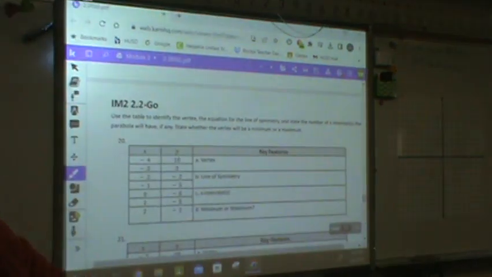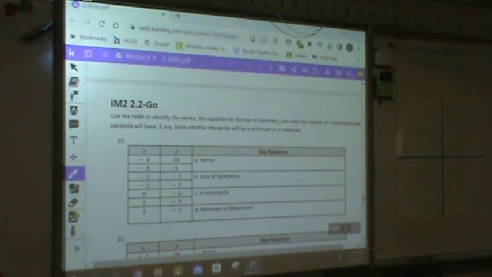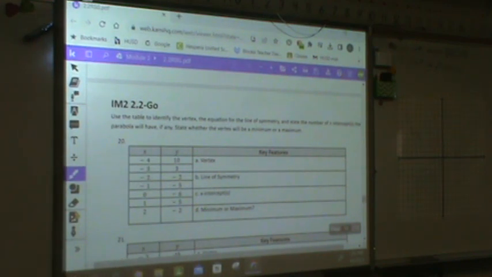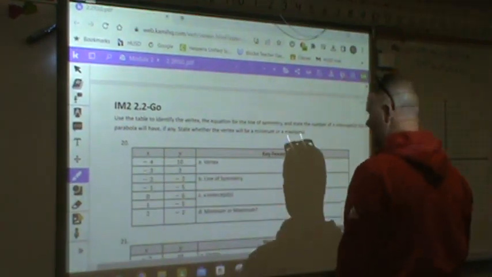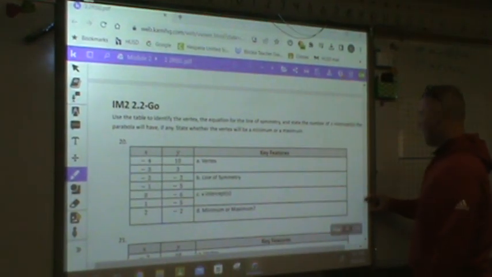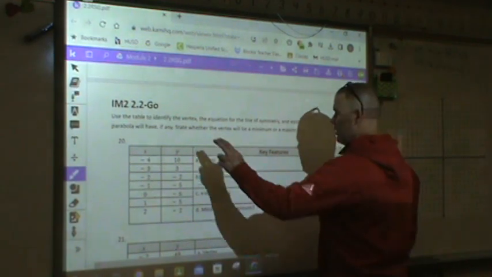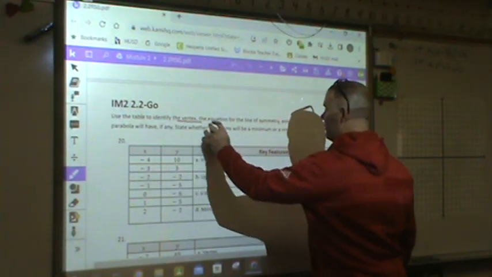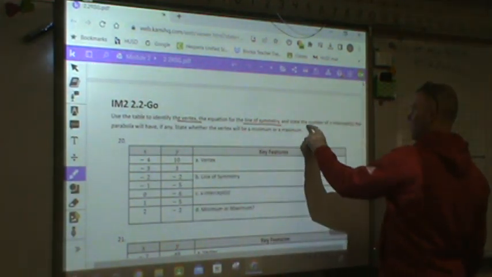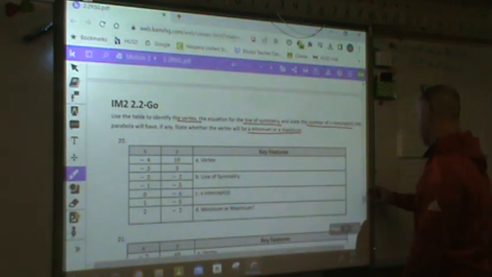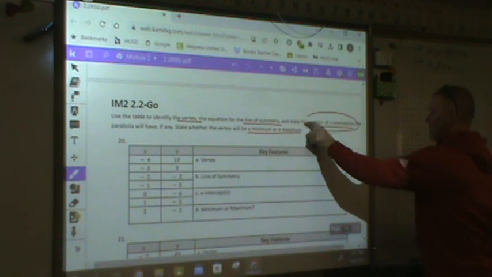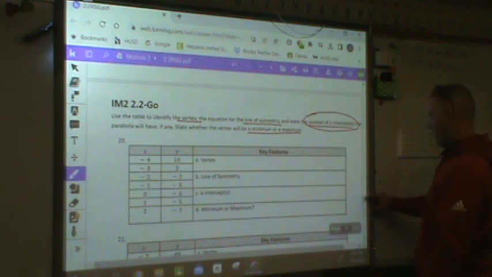All right, this is identifying the key features. I'm going to give you 2 problems, and then you'll do the other 4 by yourself. So to help you out with this, let's just get into it. Question number 20 on the go. It wants you to identify some key features. Again, be mindful. It wants you to identify the vertex, the line of symmetry, the number of intercepts, and minimum or maximum. So that number is important when we get down to part C.